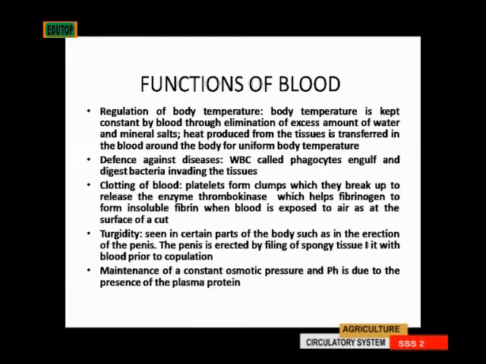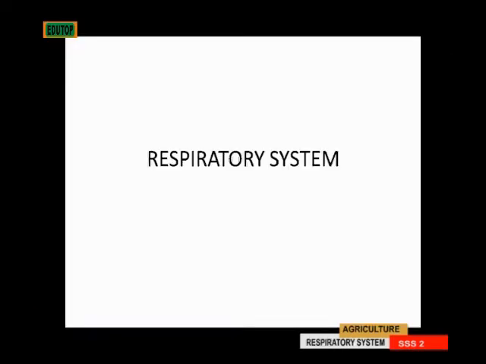Then also, another function of blood is turgidity. This is seen in certain parts of the body, such as in the erection of the penis. The penis is erected by filling of spongy tissue with blood prior to copulation. Then another function of blood is the maintenance of constant osmotic pressure and pH, that is the hydrogen ion concentration. This is due to the presence of plasma protein. So that is talking about the functions of the blood and circulation.